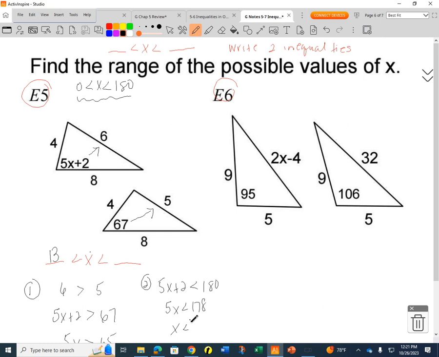And that's 35.6. So my upper limit is 35.6. Does that make sense?